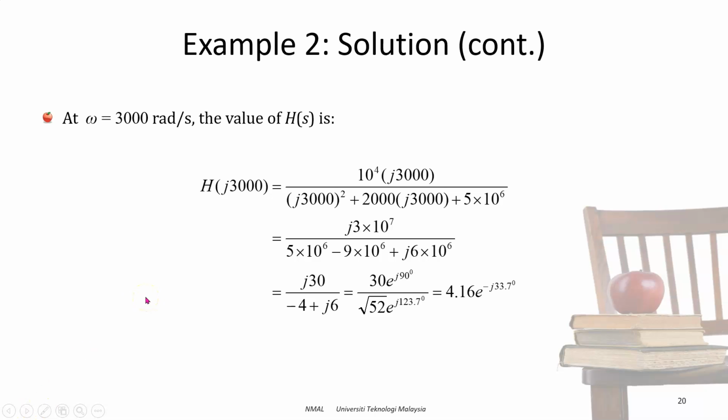Another solution is for omega equal to 3000. Again, you just have to change the value of s to j3000. Put the values into the equation and solve it by calculating the multiplication. For the division of the complex numbers, you need to change them to phasor form. When you change from rectangular complex number to phasor, you can then solve this division. You'll get 4.16 exponent negative j 33.7. Again, please check whether this value is correct or not.